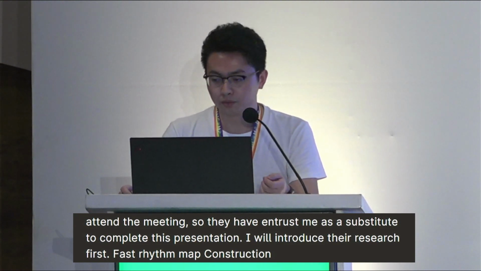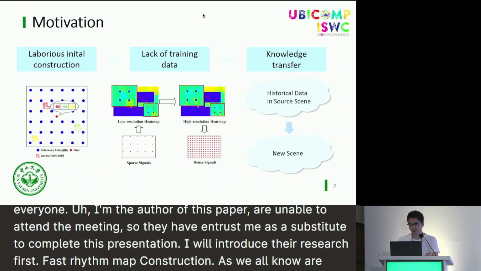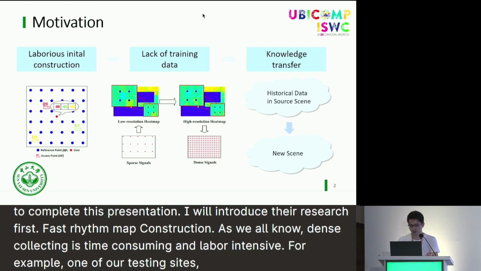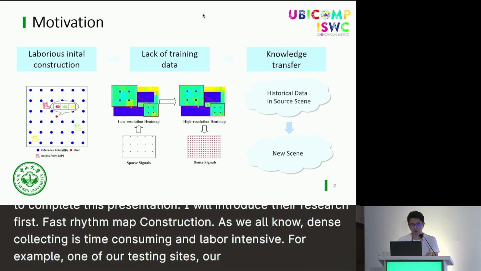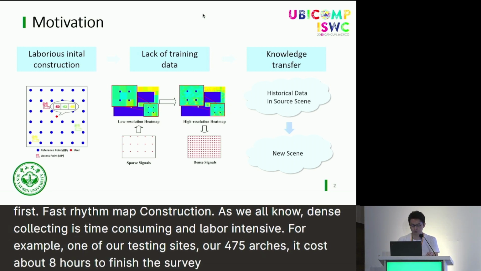As we all know, dense RSS collection is time-consuming and labor-intensive. For example, one of our testing sites has 475 RPs. It costs about 8 hours to finish that survey, so it is critical to reduce the construction and maintenance cost.